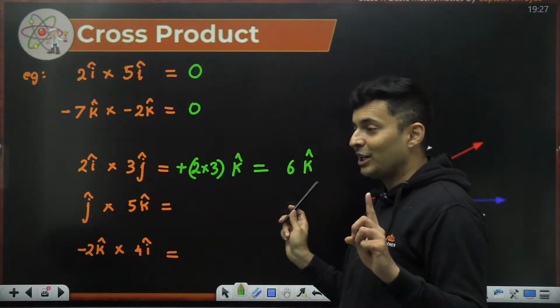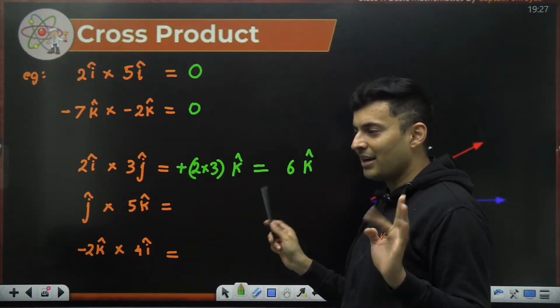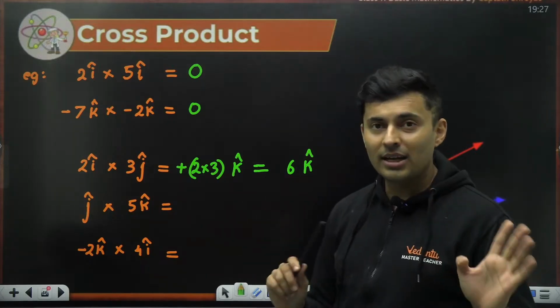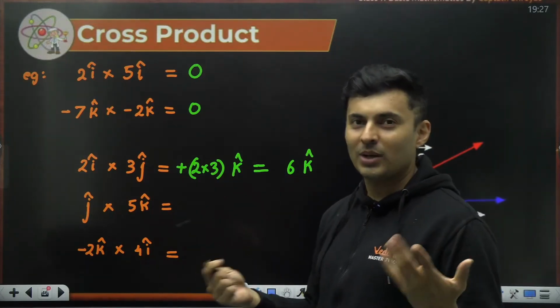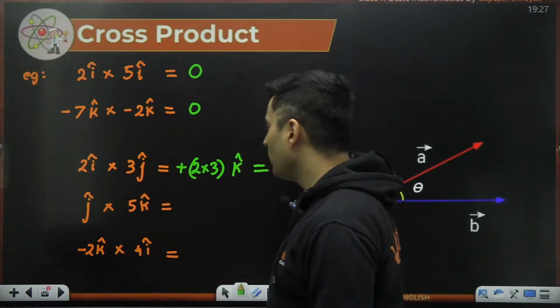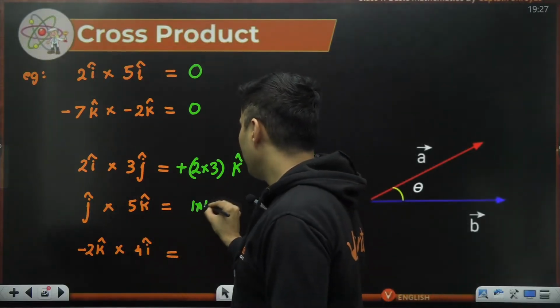A lot of students are forgetting to write k cap or j cap. So be careful. Magnitude is one thing. That is okay till dot product, which is a scalar. This is a vector, so you need to give the direction also. Okay, outcome is a vector. J into k. Okay, first of all, 1 into 5. 1 into 5 is there.